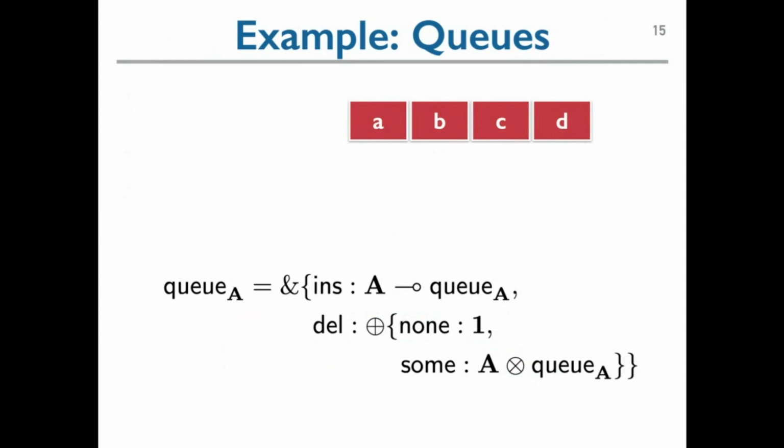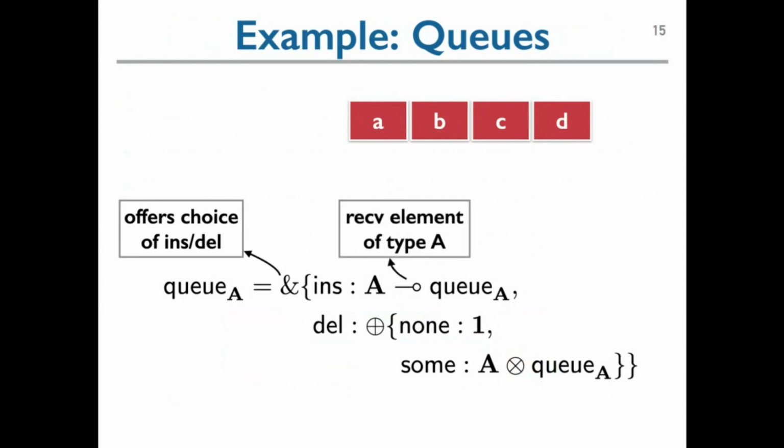So here the type starts with an ampersand, which is an external choice. So the queue offers the choice to either insert or delete. So it can receive one of these two messages. In the case of an insert, it receives an element of type A, that's the lolly, and then the type recurses back to the queue. So the data structure behaves as a queue again.